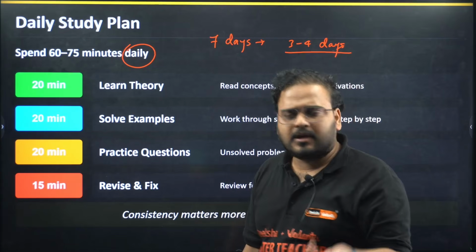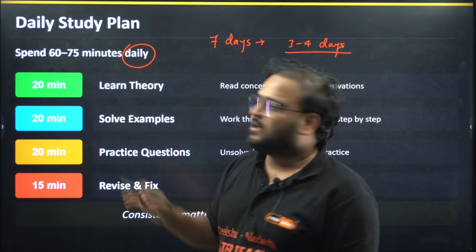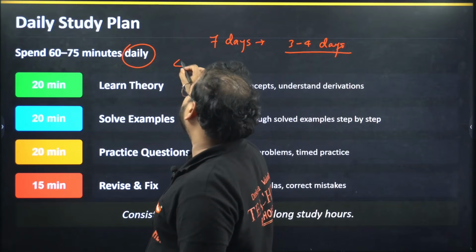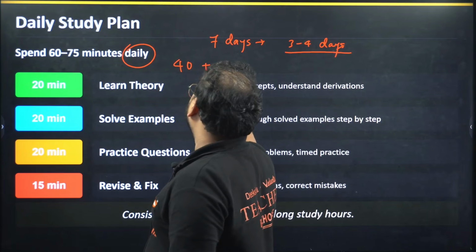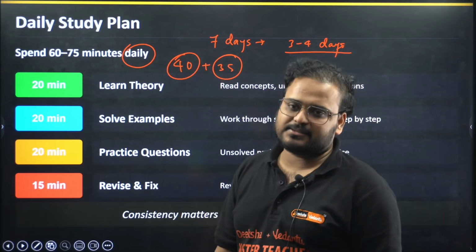Calculus only, right? So dedicate 60 to 75 minutes every day. Out of those 75 minutes, if you can do 40 plus 35, it will be better: 40 for the board side and 35 for the CET side. Please dedicate it like this, okay?